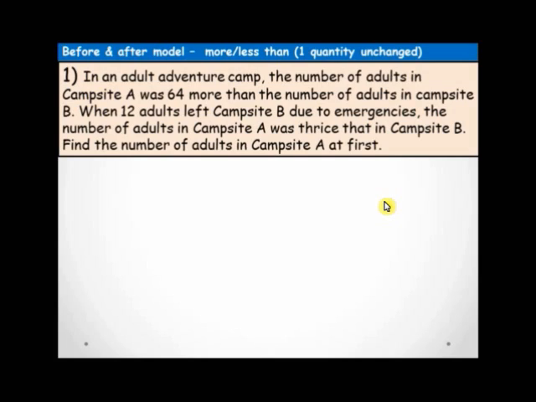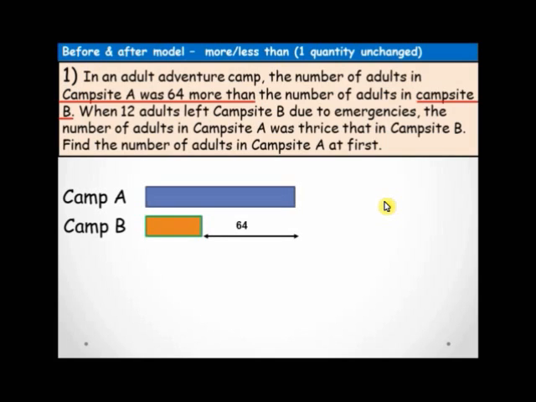In an adult adventure camp, the number of adults in campsite A was 64 more than the number of adults in campsite B. Using this information, we can draw the first model out. This is the comparison model. Camp A has 64 more adults than Camp B.